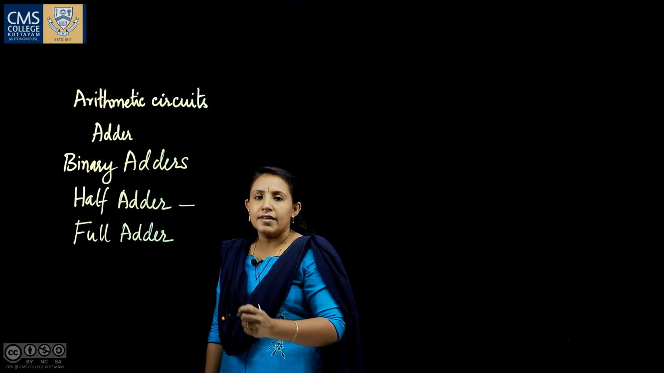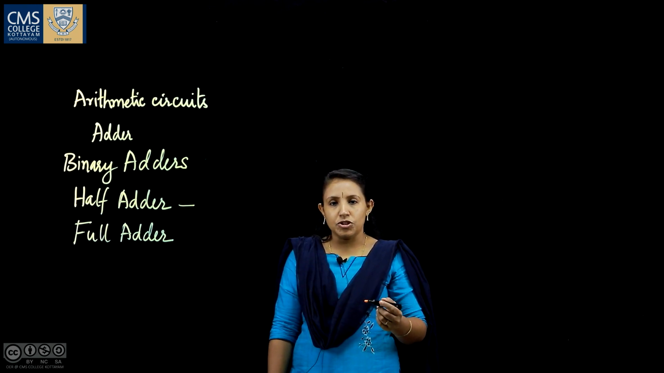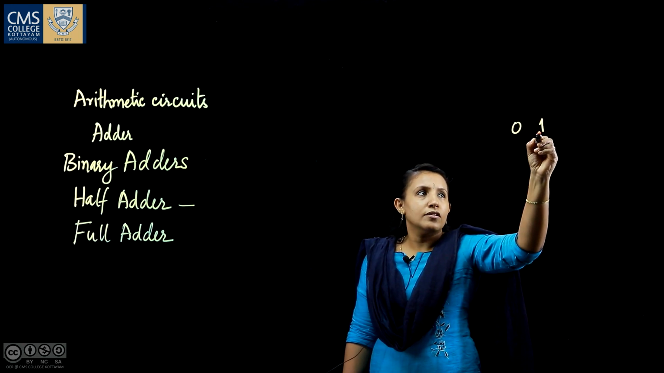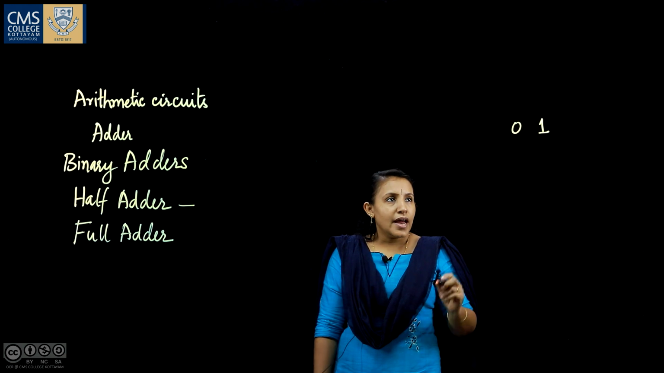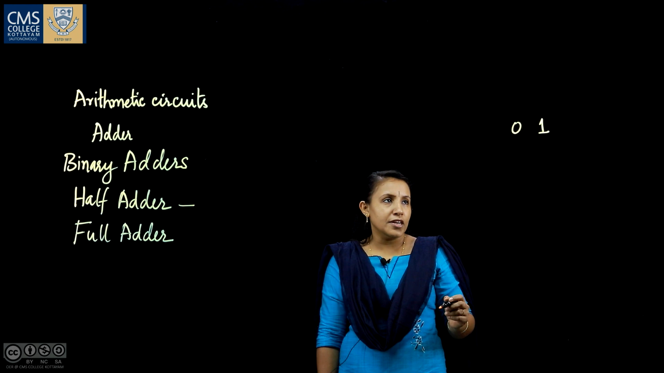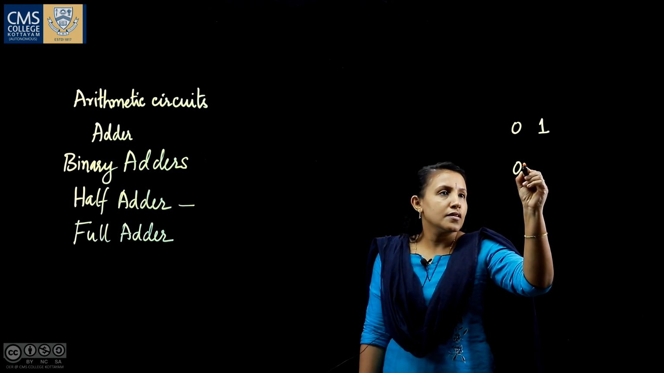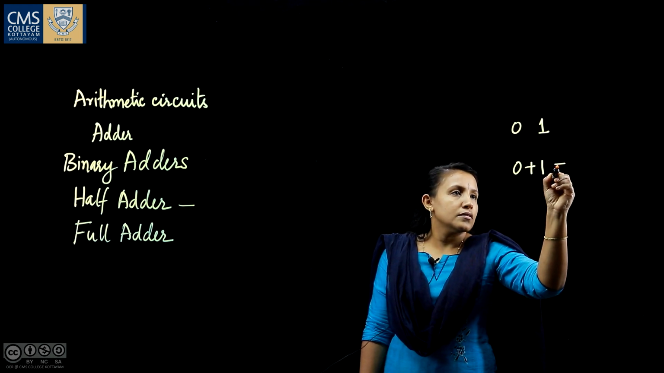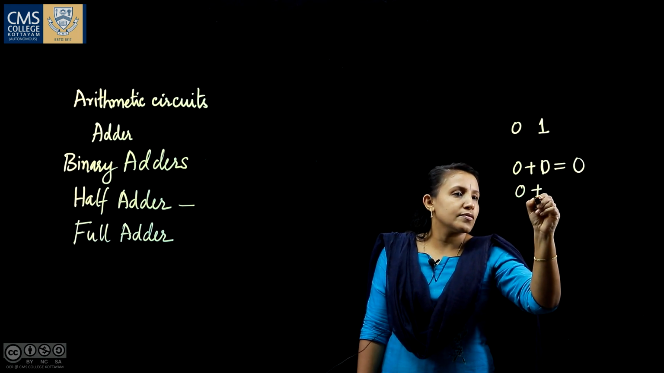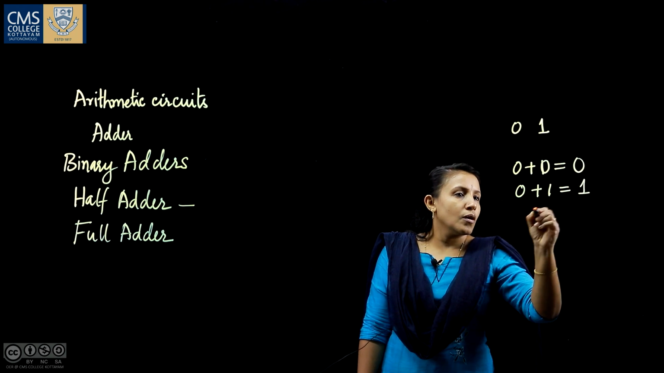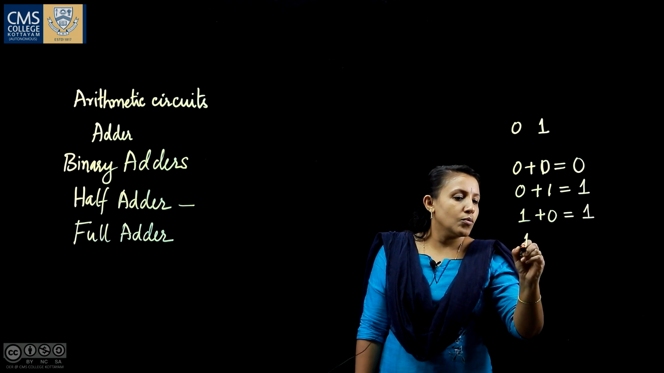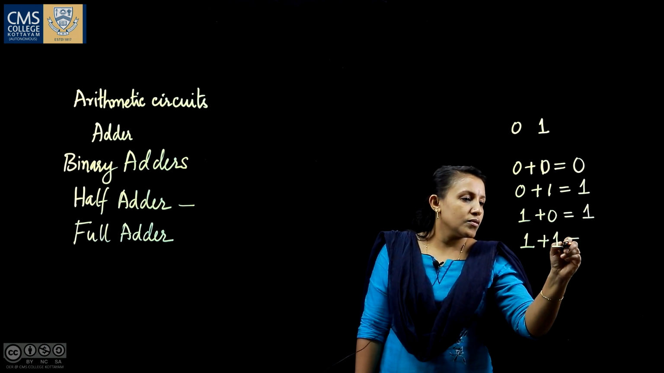Before going into adders, let us understand the binary addition. We know that binary digits are 0 and 1. So, the addition of these two binary digits will give you 4 possible combinations. They are 0 plus 0 equals 0, 0 plus 1 equals 1, 1 plus 0 equals 1 and 1 plus 1 equals 10.